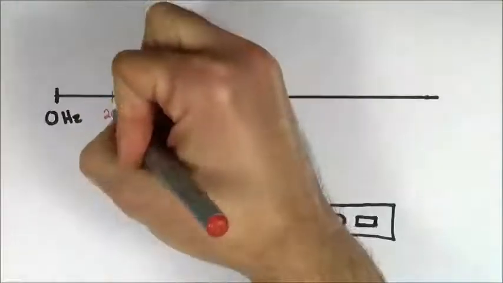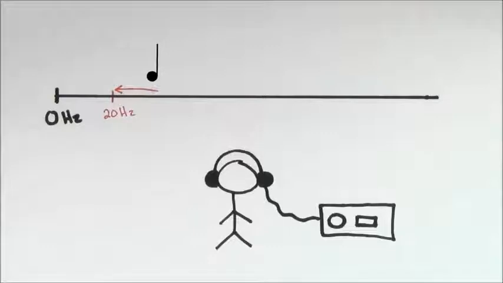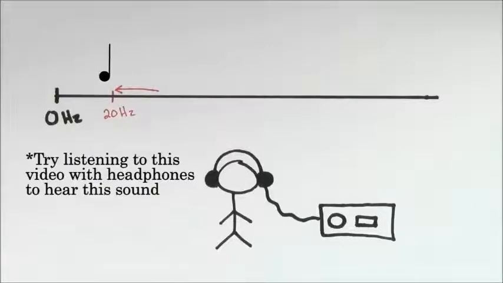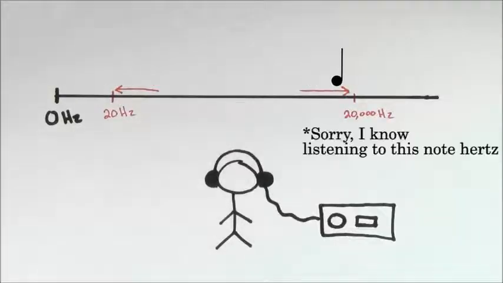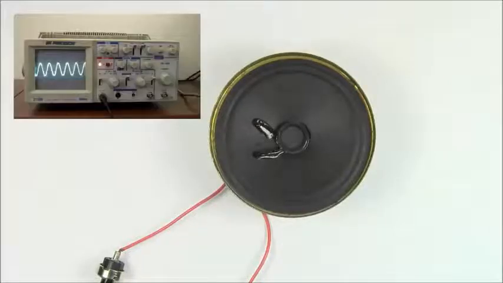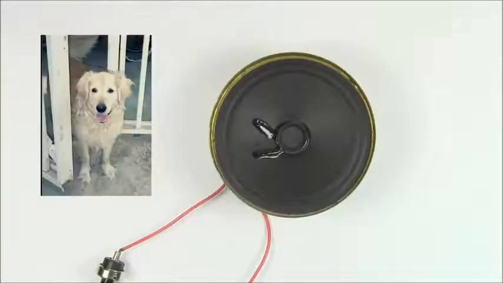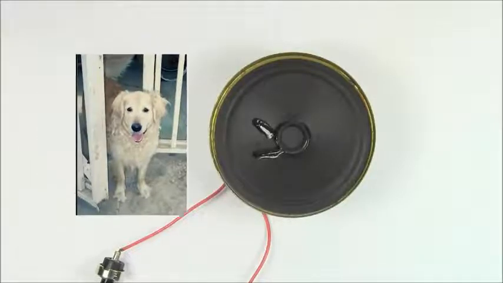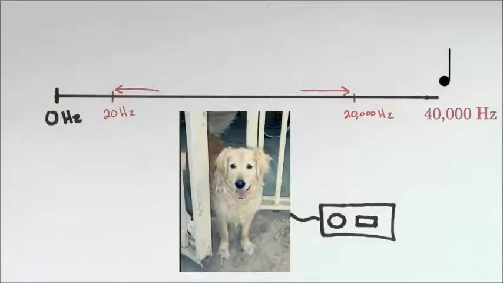Humans can hear frequencies as low as about 20 hertz and as high as about 20,000 hertz. But if a speaker were to oscillate air back and forth more than about 20,000 times per second, it would create sound waves, but we wouldn't be able to hear them. For instance, this speaker is still playing a note, but we can't hear it right now. Dogs could hear this note though. Dogs can hear frequencies up to at least 40,000 hertz.